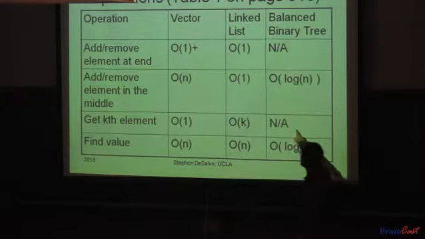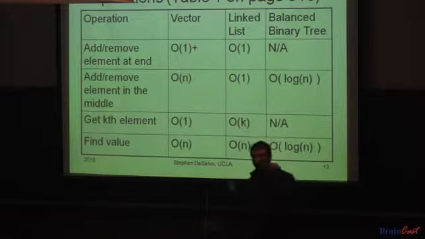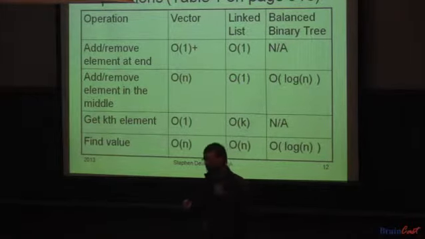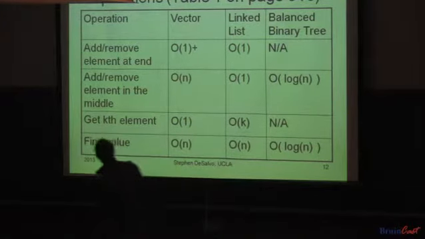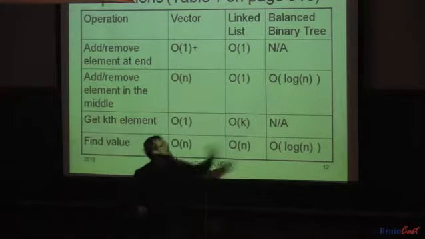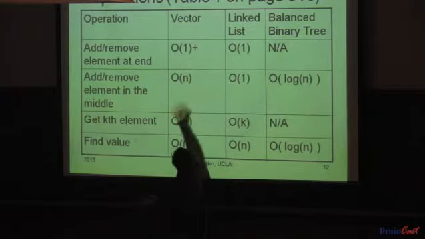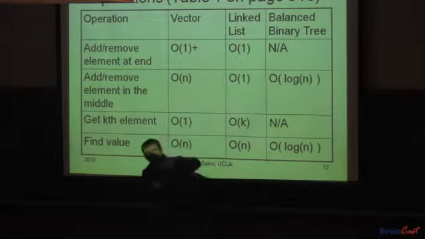There is no kth element per se in a binary search tree. You can define a kth element in some sense, but it's not really that, because you shouldn't think of it like that. You should think of it instead as finding a value. Okay, so that's the idea. There are big differences between a vector, a linked list, and a binary search tree structure. So instead of vector, I should have said an array. That's an example of an array. Array is where you have contiguous memory. Okay.